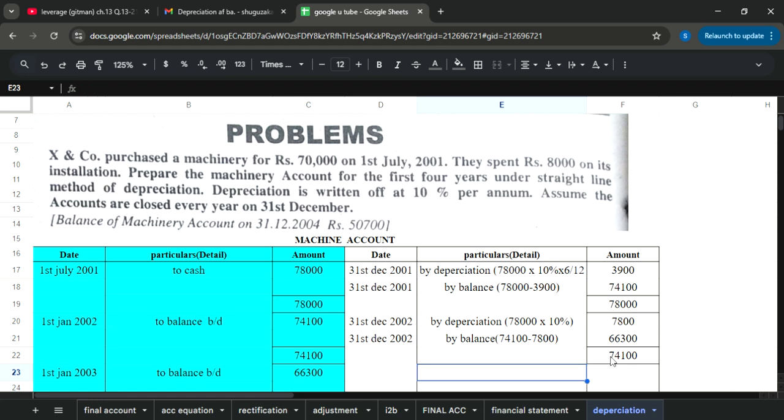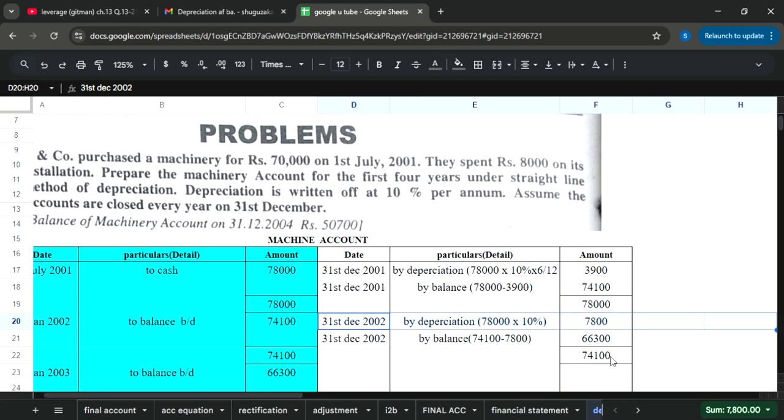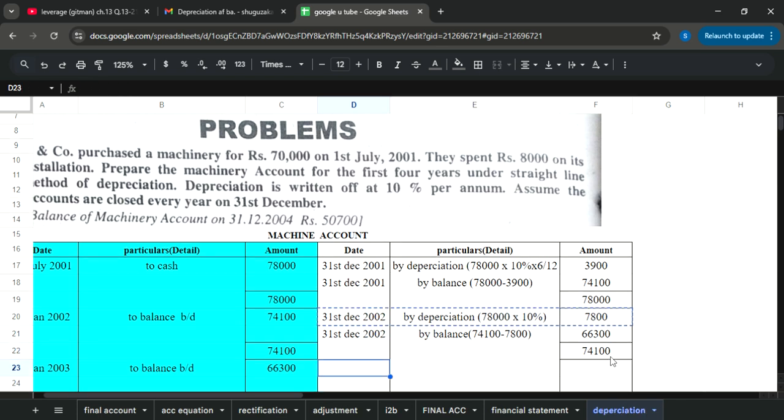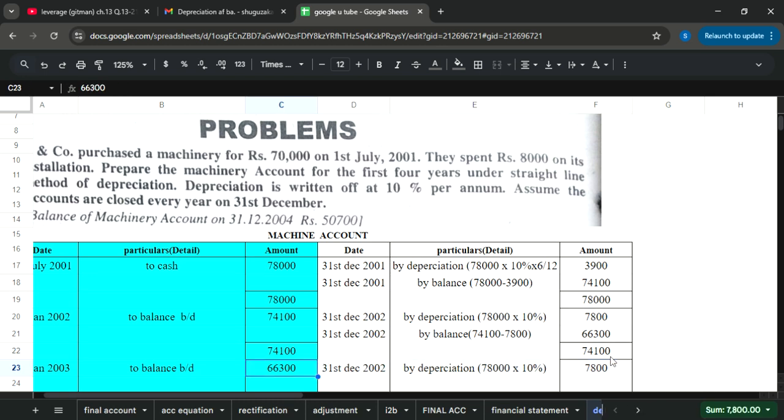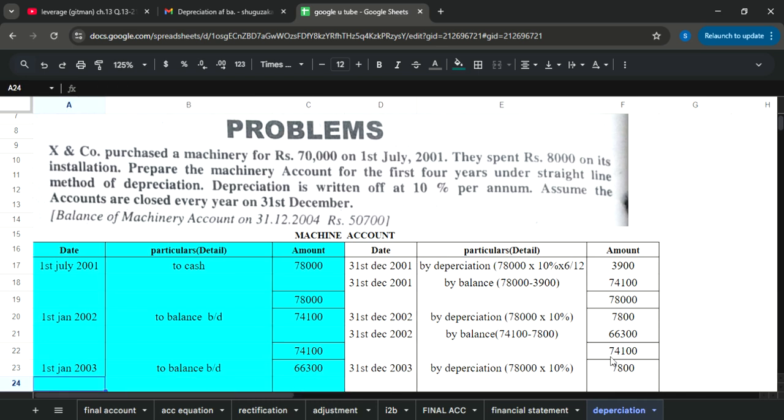And what will happen? Look, since it's a fixed base method, everything would be similar over here as well, except the date. So here you will choose the next date, 2003. So guys, have you seen depreciation in the second year 7800, depreciation in the third year again 7800.